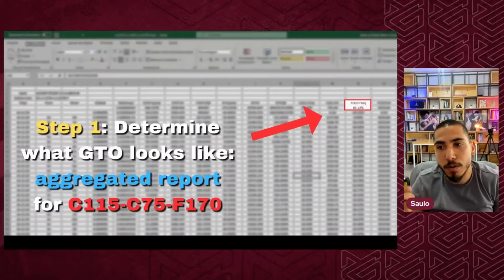So the first thing that I do to determine how often I'm going to bluff in lines like this is I need to know how much GTO folds in this spot. So here I have an aggregator report for a similar sizing sequence to what I did in the hand.